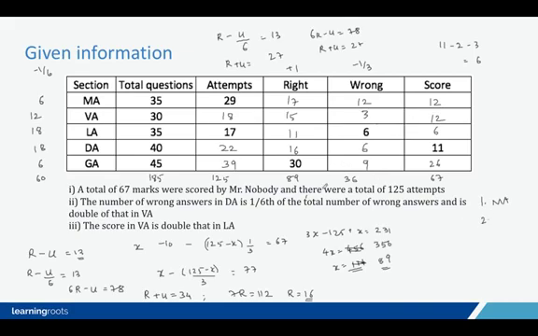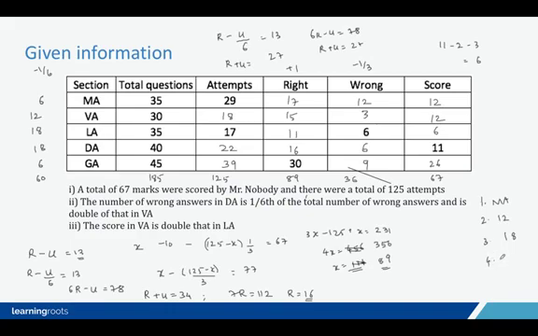Now the total number of incorrect answers were 36, as we found out in the first step. And so because of that, 1/3 of a mark for each incorrect answer he would have lost. And so he would have lost a total of 12 marks because of 36 wrong answers. The third question is, how many questions were attempted by Mr. Nobody in the VA section? So in the VA section, the number of attempts were 18, as we figured out. And so the answer to this question will be 18.